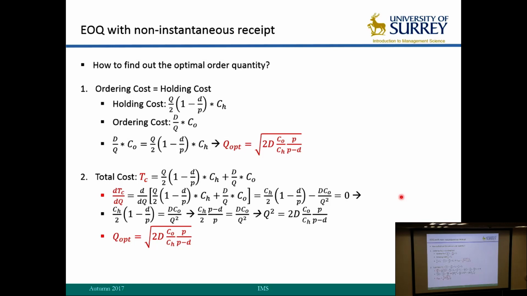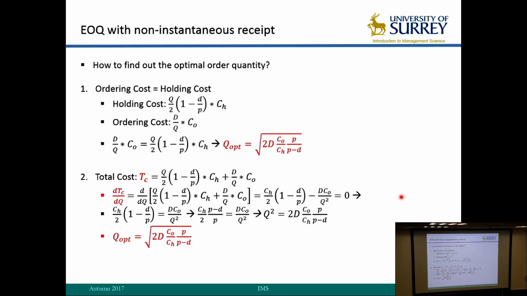So this is the new average inventory level, and this is the holding cost. If we know the unit holding cost, we multiply them together, and that's the total holding cost. So what about the ordering cost? That would be the unit ordering cost for every order, times how many orders we need to make. So this is the ordering cost.